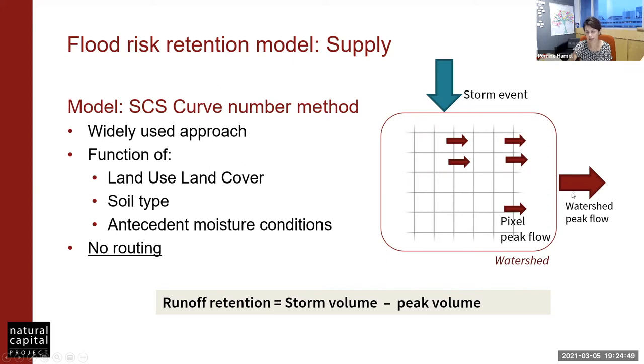So what is actually coming out of the watershed, what runoff is generated. So the difference between the two is what has been retained by some of the pixels.